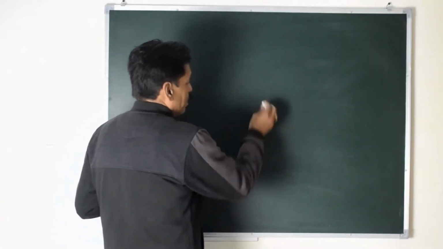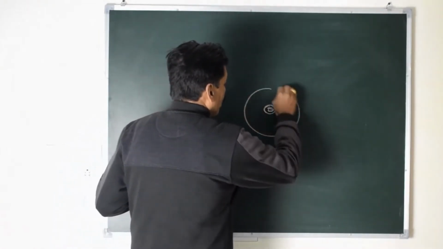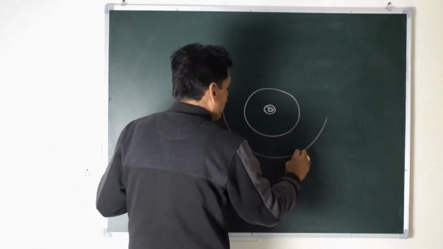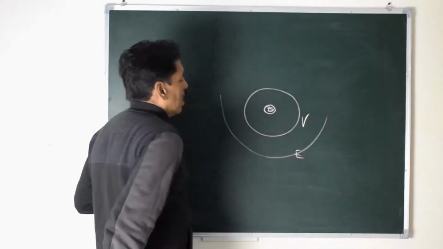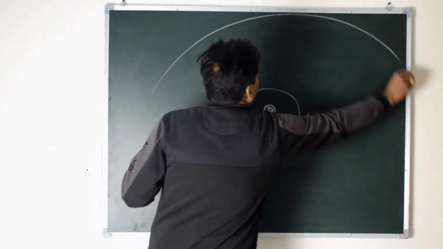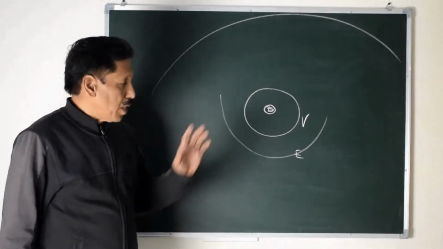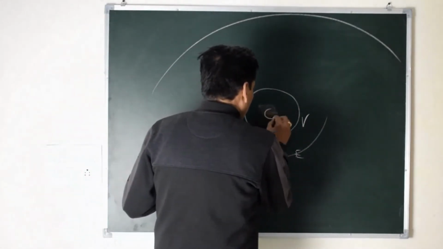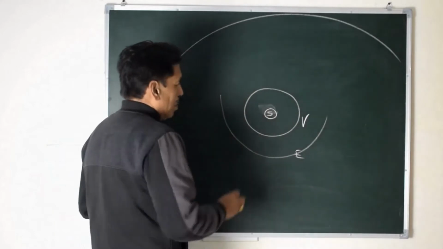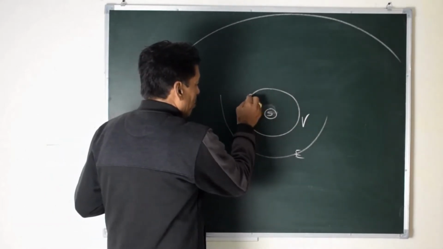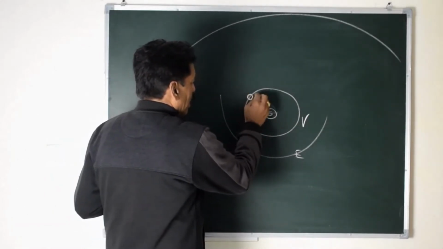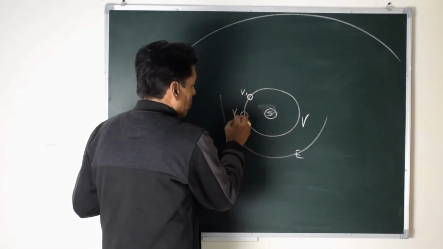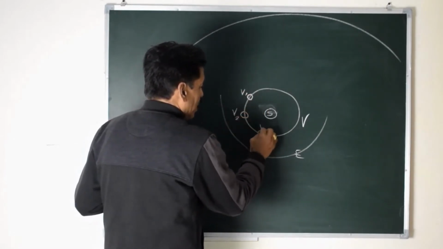Sun, orbit of Venus, and then this is the orbit of Earth. This is the celestial sphere on which we are going to project Venus. Now let us study the movement of Venus. As Venus is over here, V1, then Venus comes to V2, and then Venus goes to V3.